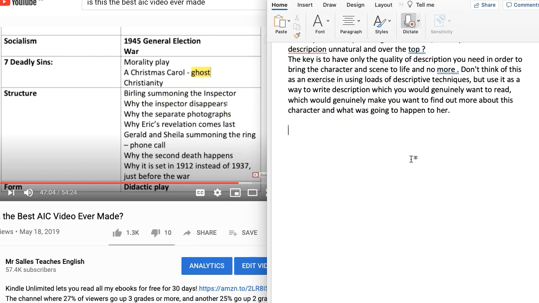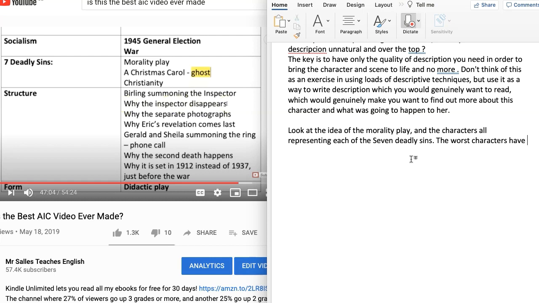Look at the idea of the morality play, comma, and the characters all representing each of the seven deadly sins, full stop. The worst characters have more than one sin. Sorry, I meant sin, colon. Eric and Gerald, full stop. Eric is worse because he is more sexist and aggressive towards Eva, full stop. New paragraph.